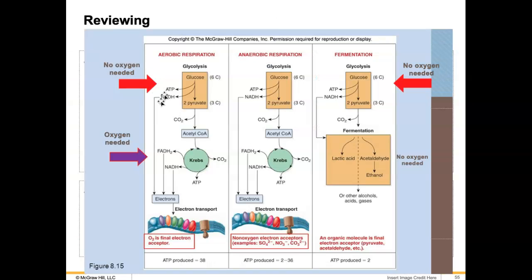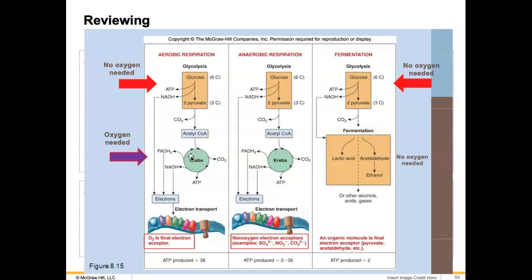And this is review: during glycolysis, no oxygen is needed. Doesn't matter whether we're talking about aerobic, anaerobic, or fermentation, no oxygen is needed in this step. And remember, glycolysis happens in all three. That's probably a test question. But then once we get to the Krebs cycle, then yes, we need oxygen. We need something to fuel it, right? Even if it's just a little bit of oxygen.